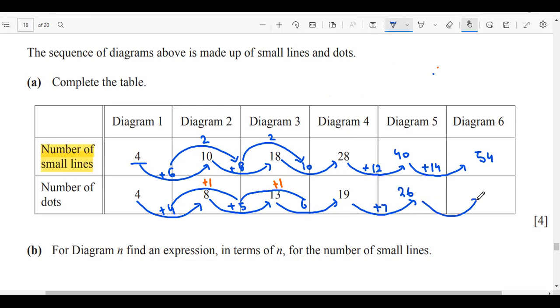And then I will add plus 8. So 26 plus 8 would give me 34. That is how I am going to fill in the table.